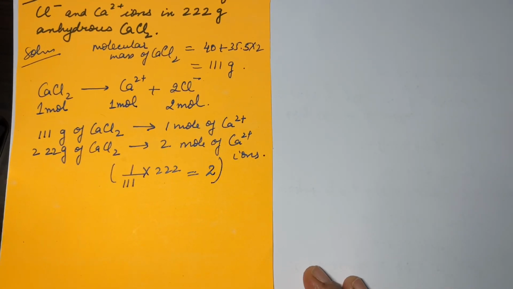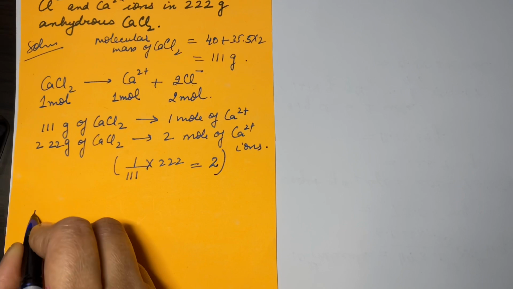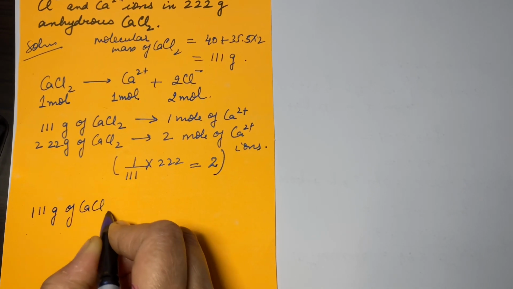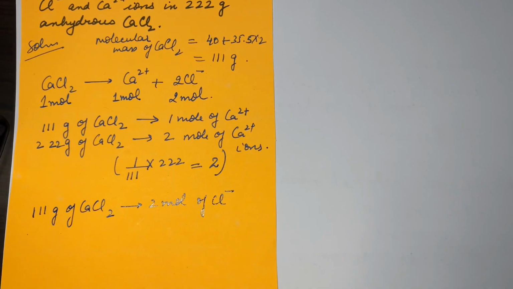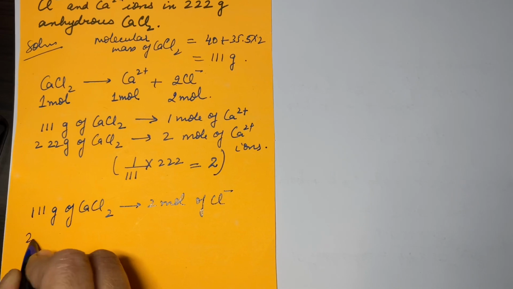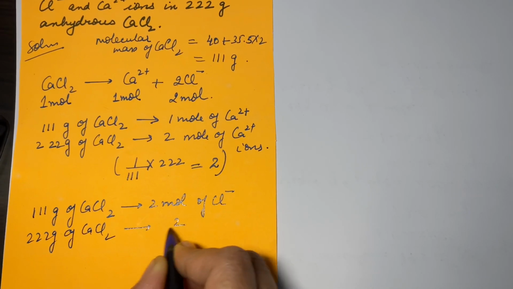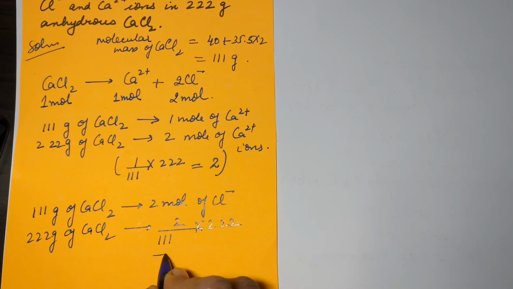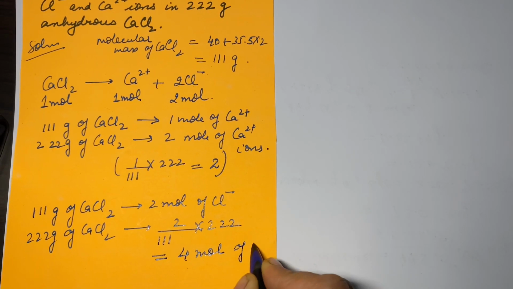Now for Cl minus ions, you see 111 grams of calcium chloride gives 2 moles of chloride ions. So 222 grams of calcium chloride will give you 2/111 into 222. So we get 4 moles of chloride ion.